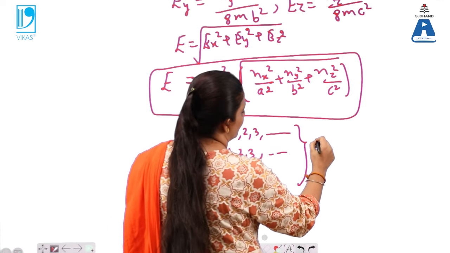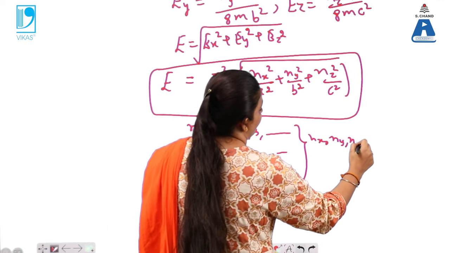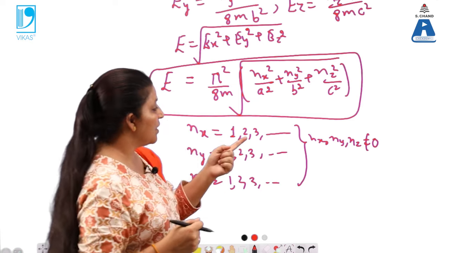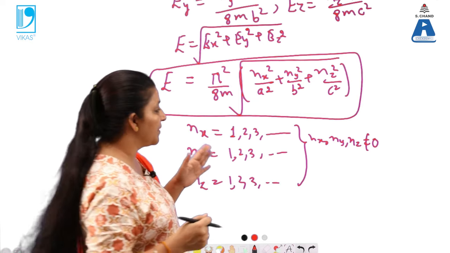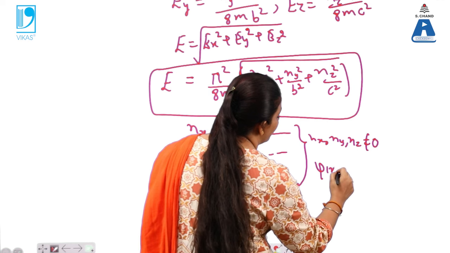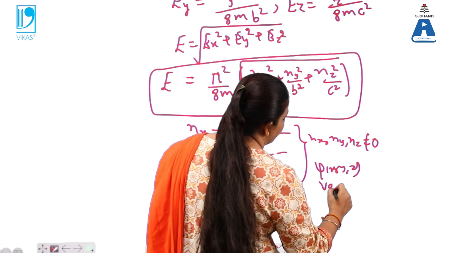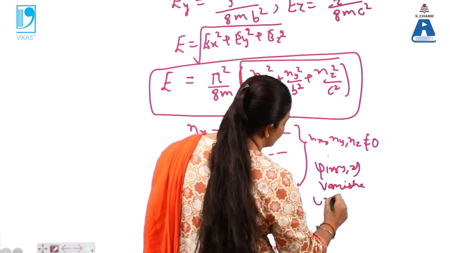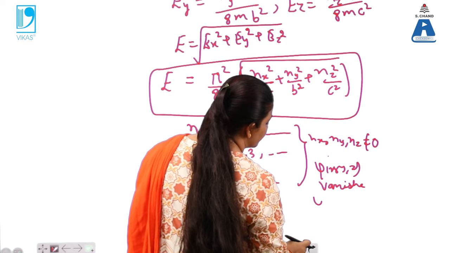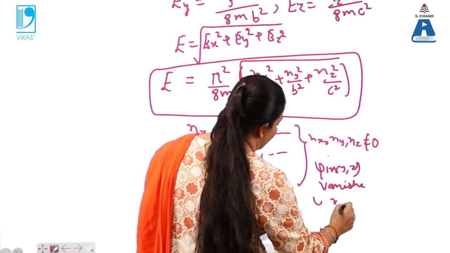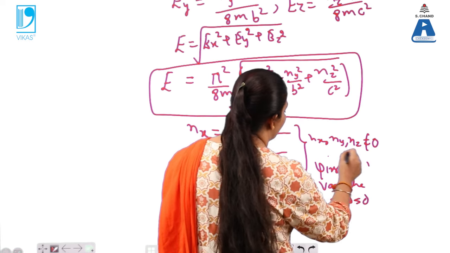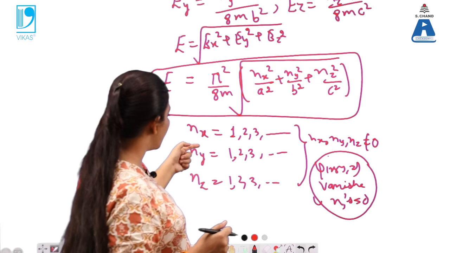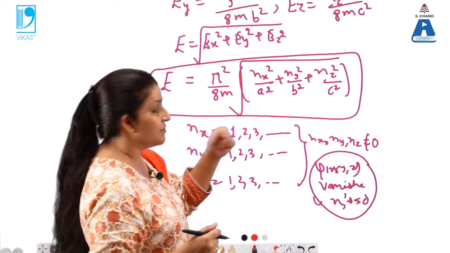So here nx, ny and nz are not equal to 0, because when we take these numbers equal to 0, the complete wave function will become 0. That means the wave function will vanish if we take nx, ny, nz equal to 0. If all the n's are equal to 0, then the wave function will become 0. That means there is no particle present in the box. So that's why nx, ny and nz start from the value 1, 2 and 3, and so on.